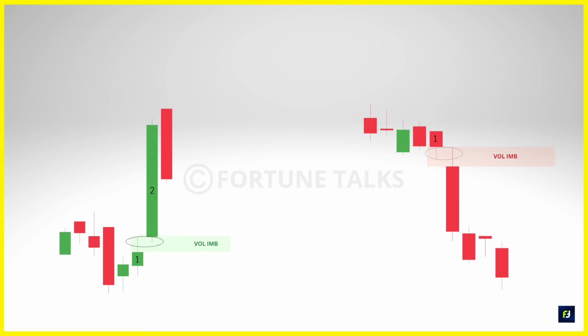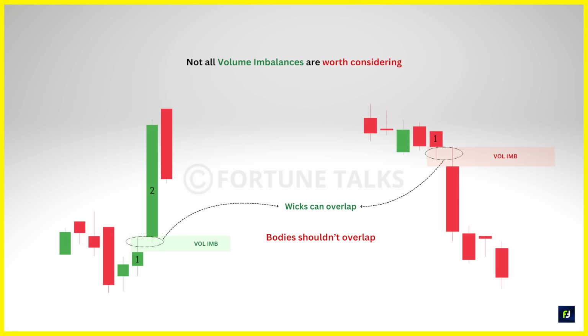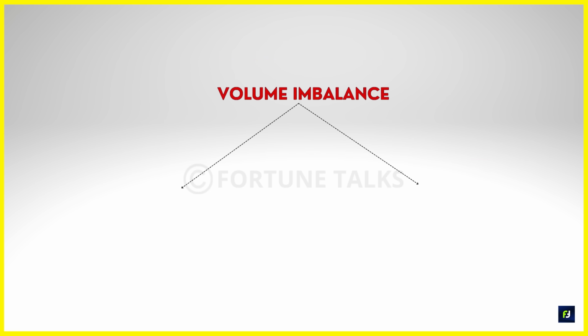There is a possibility that the wicks of these two candlesticks may overlap, but the body to body separation is what defines the volume imbalance. But what is more important is understanding the context and confluence surrounding a price imbalance. While volume imbalances or other types of gaps may visually appear attractive, not all of them carry the same level of probability. So I will now be talking about high probability and low probability volume imbalances.